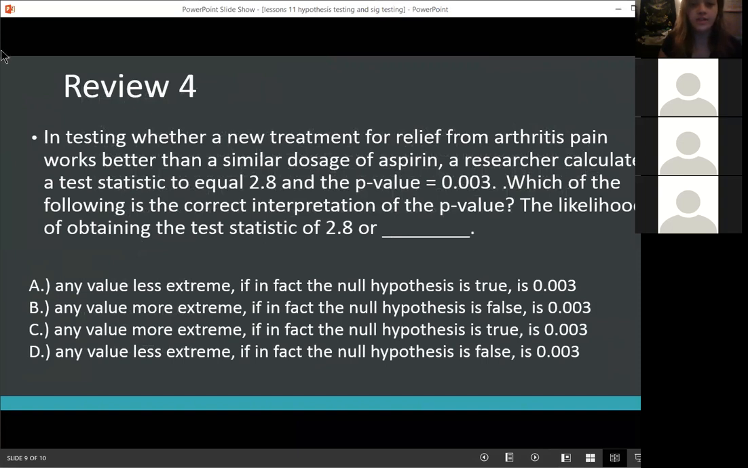So we have: in testing whether a new treatment for relief from arthritis pain works better than a similar dosage of aspirin, a researcher calculates the test statistic equal to 2.8, and the p-value is 0.003. Which of the following is the correct interpretation of the p-value? So I started you off with the sentence here: the likelihood of obtaining the test statistic of 2.8 or... and then read through these 4 options to try to finish that sentence, and then we will go over it. So this is about interpreting our p-value. Try this one out and let me know what you think.